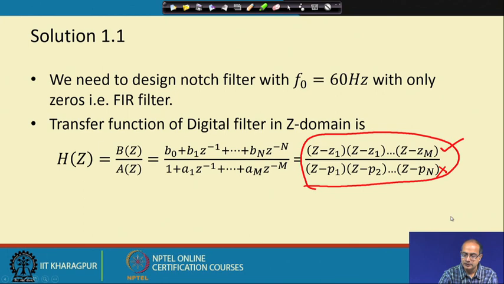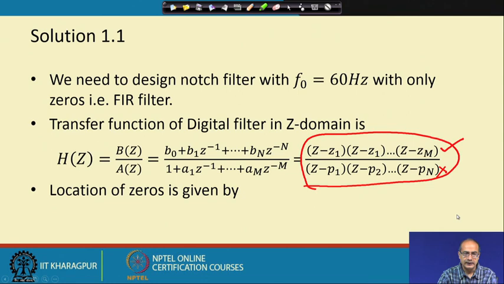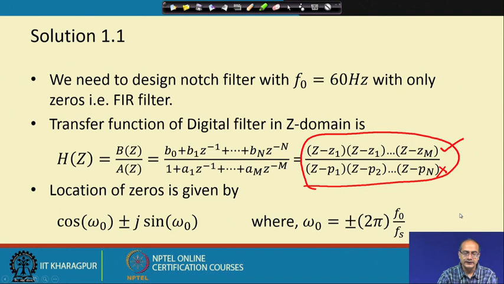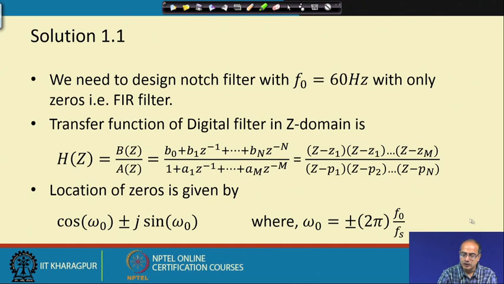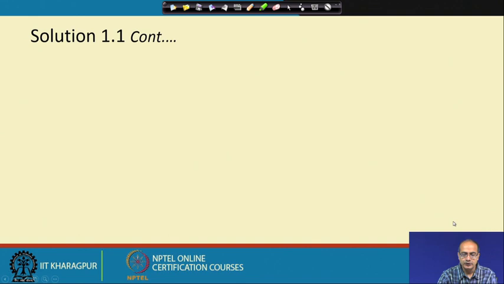Next is the location of the zero. For the conjugate zero pair, it should be on the unit circle. So, r would be 1. So, the location of the zero is r cosine omega 0 plus minus j sin omega 0, and that frequency omega 0 is a fraction of f s, it can be given as 2 pi into f 0 by f s, where f 0 is the frequency of the power frequency noise, which determines the location of the notch filter. So, with that we need to find out omega 0 first. So, we go ahead with that.